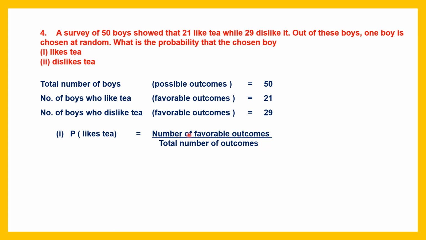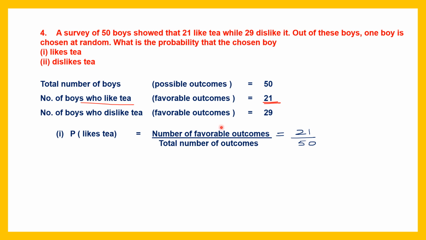So we're going to use this formula, number of favorable outcomes. That means liking tea. So the favorable outcomes will be from this second statement. So that is 21. So 21 divided by the total number of outcomes, which is 50. Now this cannot be reduced further. So the probability of this boy liking tea is 21 out of 50. We have found the answer to the first part. The probability that the chosen boy likes tea is 21 by 50.